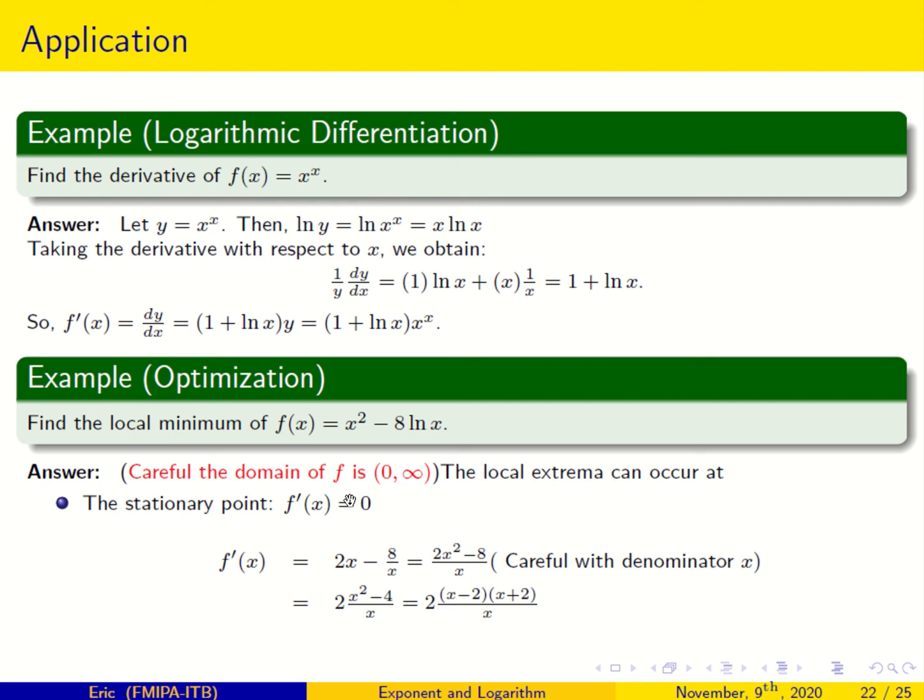First, the stationary point, f prime equals 0. So f prime is given by this, and I can simplify it as this. What is the stationary point? We just look at the numerator, that is x equals 2 and x equals minus 2. So x equals 2 and x equals minus 2 are the stationary points.